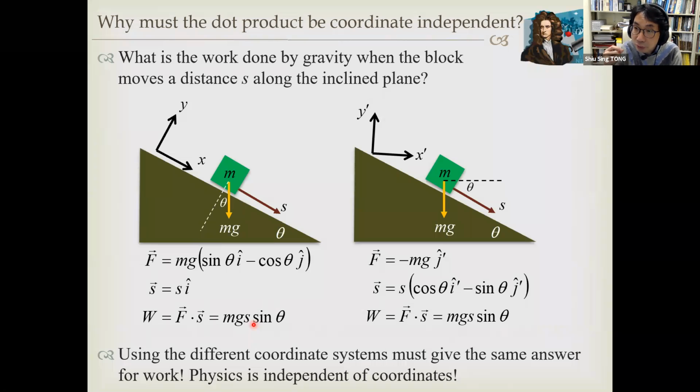So physics written in the language of vectors, written in the language of the dot product, is important because it makes the physics independent of the coordinate you choose. Okay, so physics does not depend on what kind of coordinate you choose. You can just tilt it in whatever way you like. It just gives you the same result in terms of the quantity that corresponds to the real world.